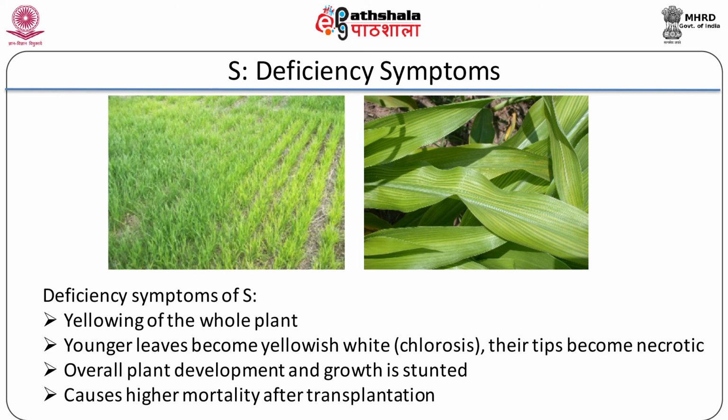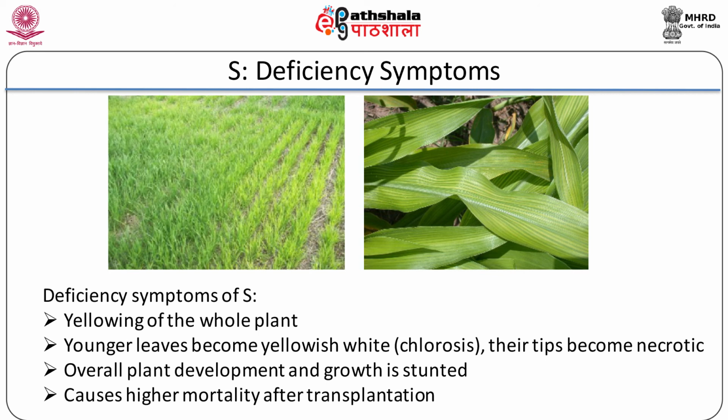Following are the deficiency symptoms of sulfur observed in many plant species. The first one, it results in yellowing of the whole plant. Younger leaves become yellowish white, that is, they develop chlorosis and their tips become necrotic. Overall plant development and growth is stunted.